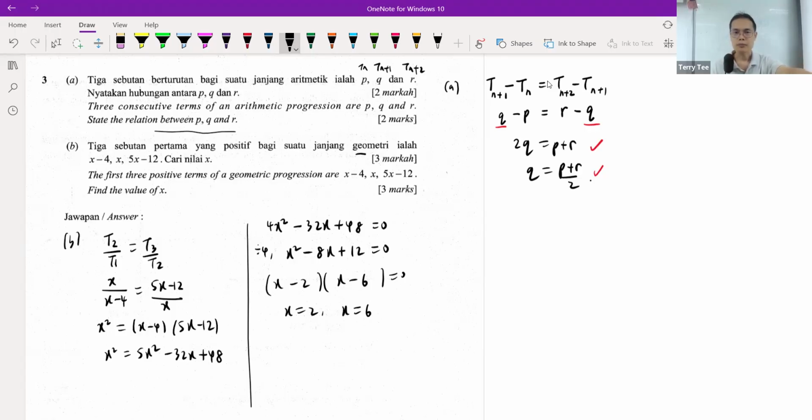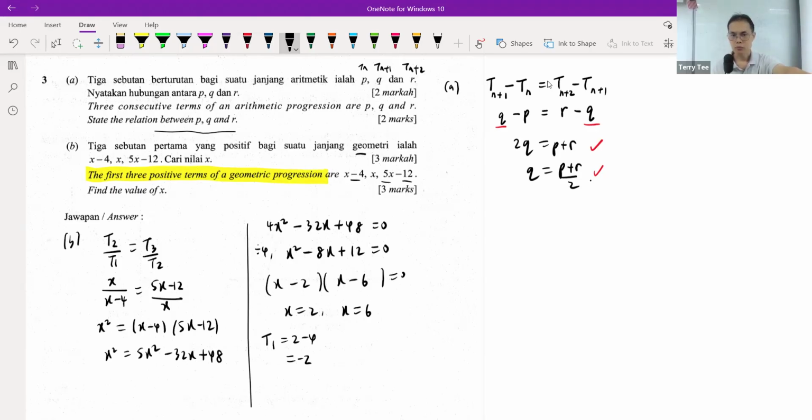Take these 2 answers, sub inside the equation. Why? Because we don't know which one is valid, which one is not. Sometimes you may have to reject one of the answers. Although the x values 2 and 6 both appear to be positive, the question says the first 3 terms are all positive. So if you sub inside the first one, your T1 will be 2 minus 4.